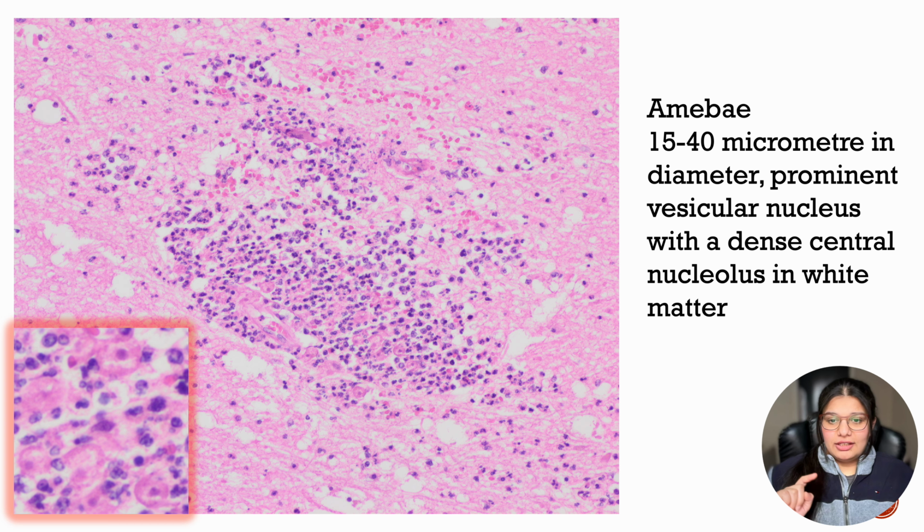The previous image was taken from ExpertPath, and now this is an image from the case. The amoebas are clearly seen here, these big organisms which are 15 to 40 micrometers in diameter. They have a vesicular nucleus and a dense central nucleolus within the white matter of the brain, and at higher power you can appreciate that these are the organisms: central nucleolus, vesicular nucleus, surrounded by inflammatory infiltrate. These are the amoebas seen.